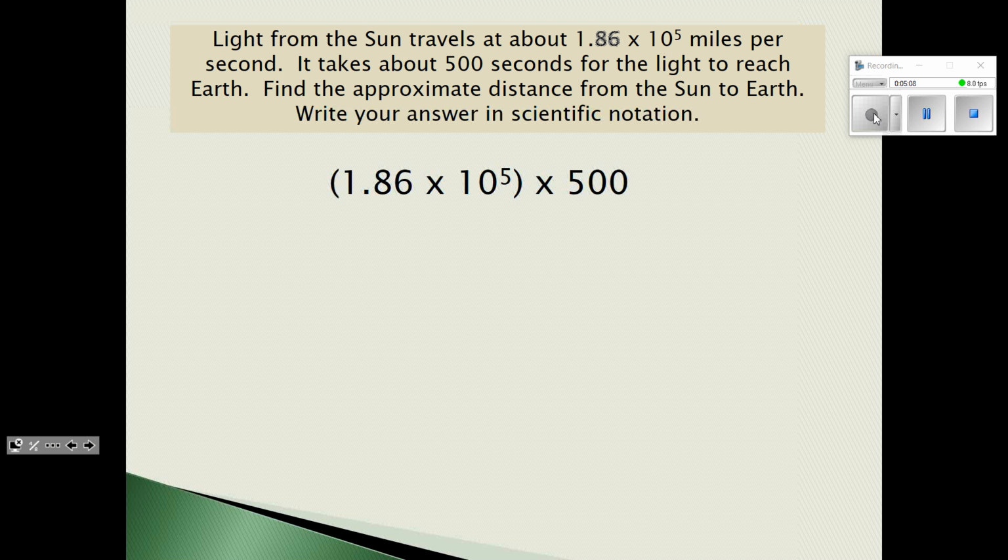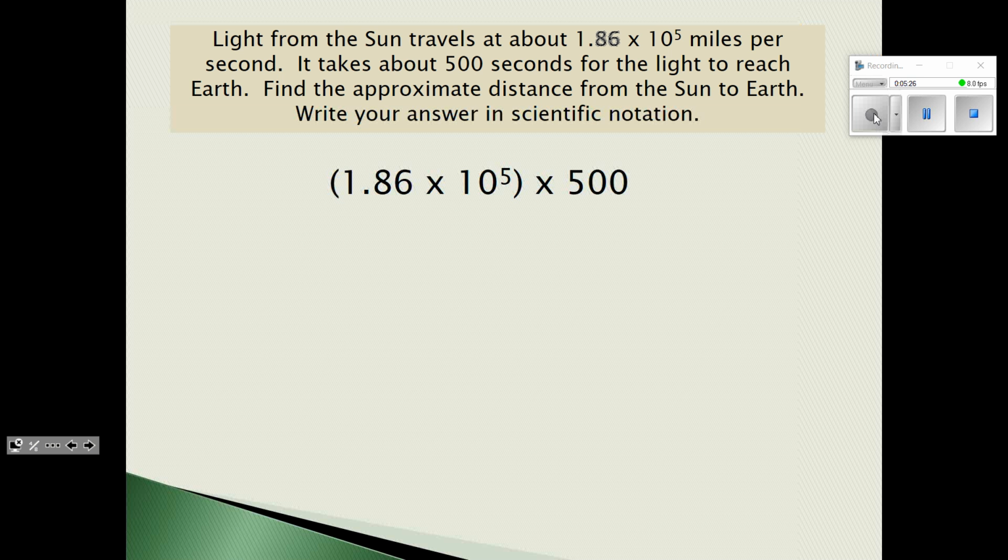Light from the sun travels about 1 and 86 hundredths times 10 to the fifth power miles per second. It takes about 500 seconds for the light to reach the Earth. Find the approximate distance from the sun to the Earth. Write your answer in scientific notation.